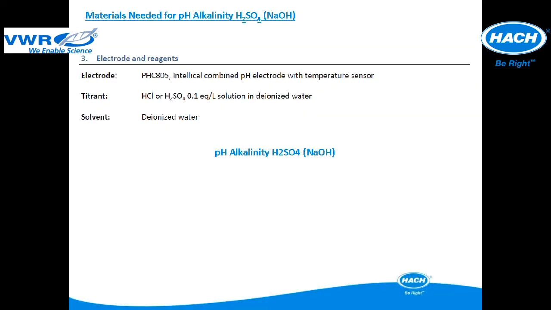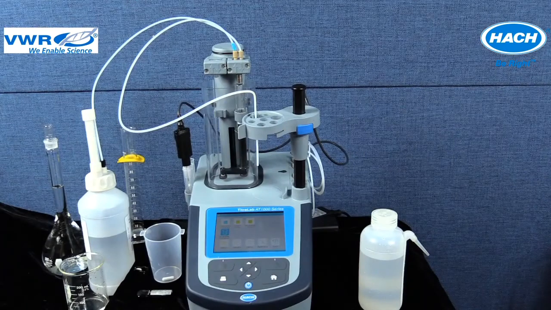This slide details the main items necessary to perform the pH alkalinity, H2SO4, or NaOH application. A full list of materials is detailed in the application note. In this training example, the USB application key has been installed and the appropriate applications loaded, including the pH alkalinity H2SO4 analysis that will be demonstrated. The AT1222 model was chosen for this training.